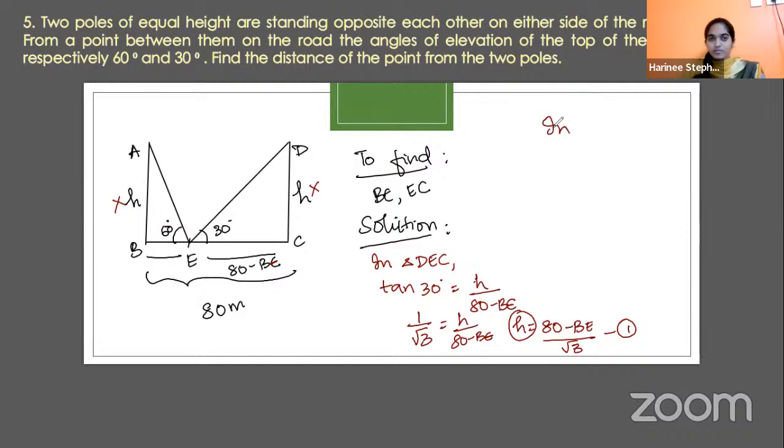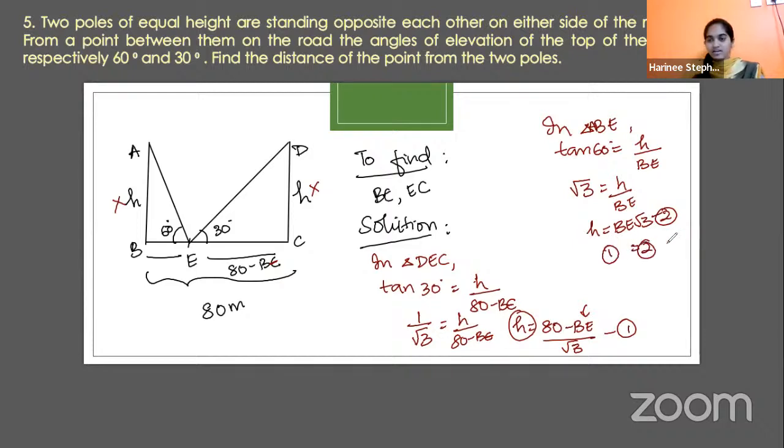So second, it's going to be triangle ABE, wherein tan 60 degree is going to be h upon BE. I'll keep BE as such because I've taken the previous one in terms of BE. Tan 60 is root 3 is equal to h upon BE. So h is equal to BE root 3. So this is why I have kept h on one side. Now I can equate 1 and 2 because both are in terms of h. Left hand sides are equal, so obviously right hand side must be equal, balancing.